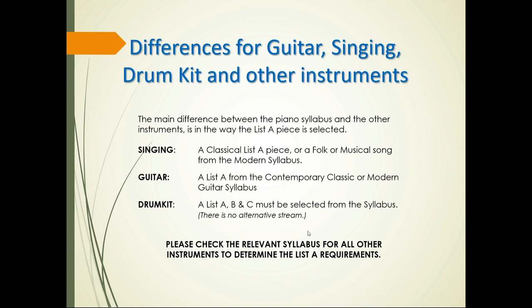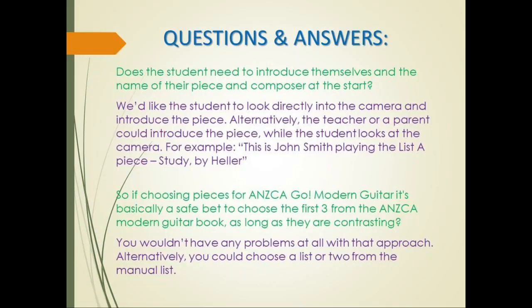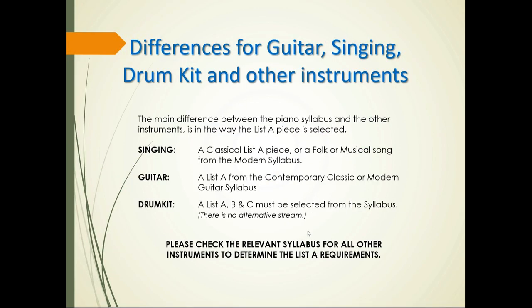So for singing, you can choose a list A piece or a folk or musical song from the modern syllabus. For guitar, a list A from the contemporary classic or the modern guitar syllabus. That's a list A. For drum kit, a list A, B and C must be selected from the syllabus.